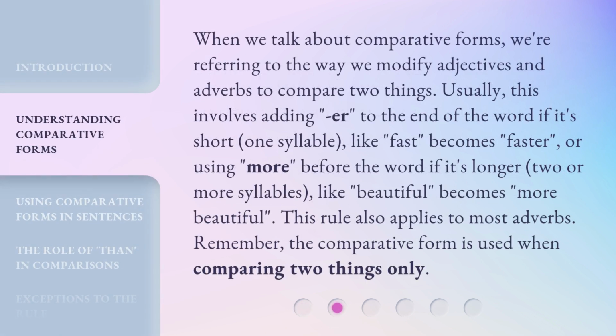When we talk about comparative forms, we're referring to the way we modify adjectives and adverbs to compare two things. Usually, this involves adding "er" to the end of the word if it's short, one syllable, like fast becomes faster, or using more before the word if it's longer, two or more syllables, like beautiful becomes more beautiful. This rule also applies to most adverbs. Remember, the comparative form is used when comparing two things only.